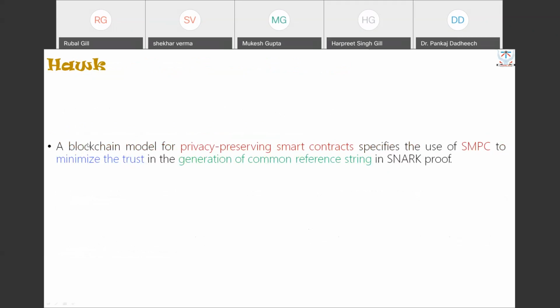Hawk has a privacy-preserving smart contract, and it again uses secure multi-party computation. Why? Because the generation of the common reference string requires passing the entire common reference string, and I don't want to do that. So everybody has a random part and I transfer that using secure multi-party computation. Nobody even knows what the common reference string is.